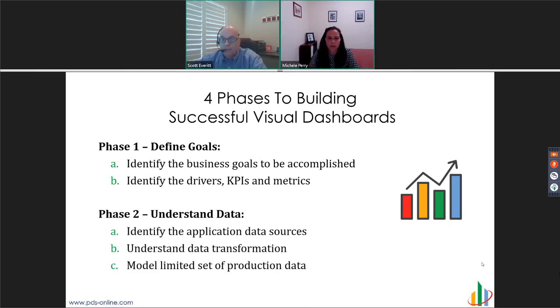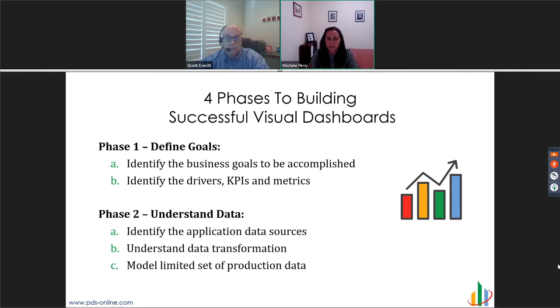Right. And Scott, once you've got those identified, we really need to understand, where am I going to get the data? Do I have the data that I need? So it's really that phase 2 of understanding the data, identifying the data sources. Do I need to do some data transformation to the data? Maybe I have a key measure that I really need, but I can't get to it today because it's not available. With the current changes, maybe it's something that somebody's manually doing. So it's really understanding the data.